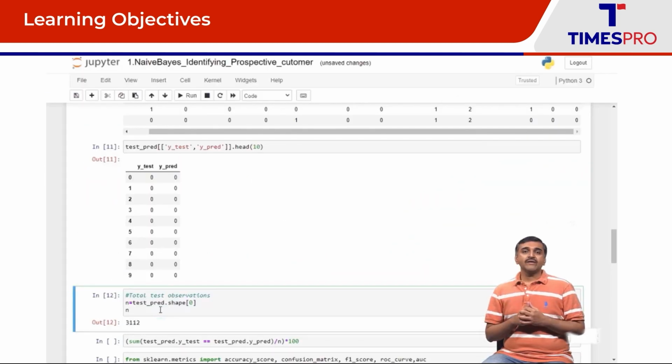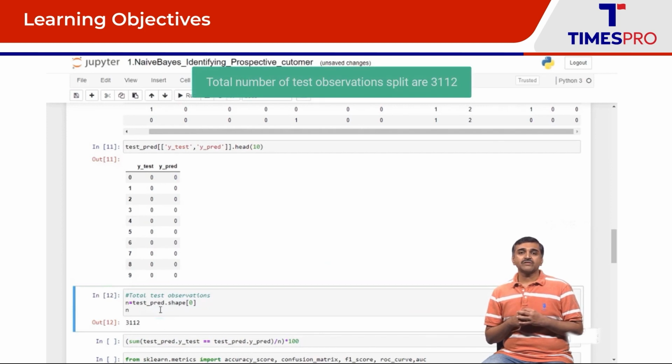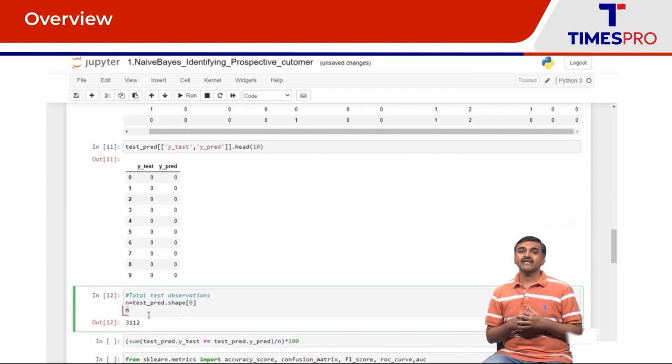In this part, we shall be discussing the implementation of the performance metrics of a classification problem. Let's start this video by taking a look at the total number of test observations which we had earlier split. That is, there are a total of 3112 test observations. I save this in object N.